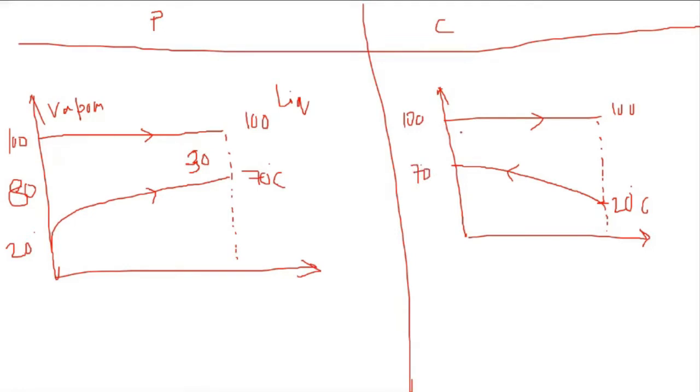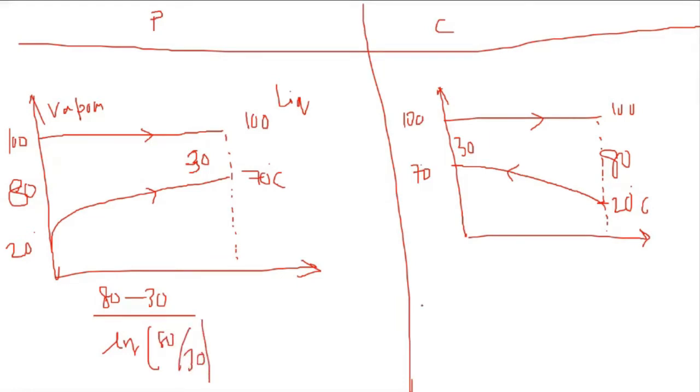If you will find out theta value in this case, what is theta 1 value? 30 degrees. And theta 2 is what? 80 degrees Celsius. So if you will see theta m in this case, theta m can be written as 80 minus 30 divided by ln 80 by 30. Can we write like this? Yes, sir. Similarly, in this case, can we say that this theta m value is 30 minus 80 divided by ln 30 by 80? Can we write like this?